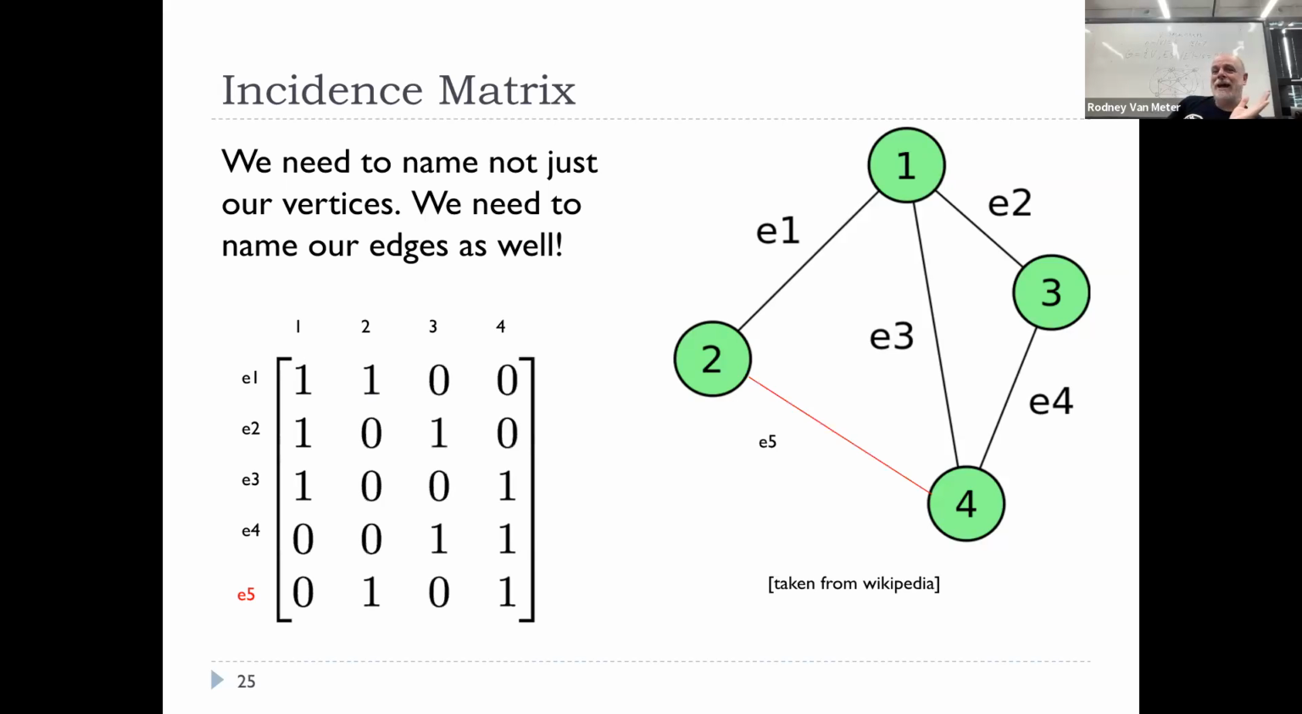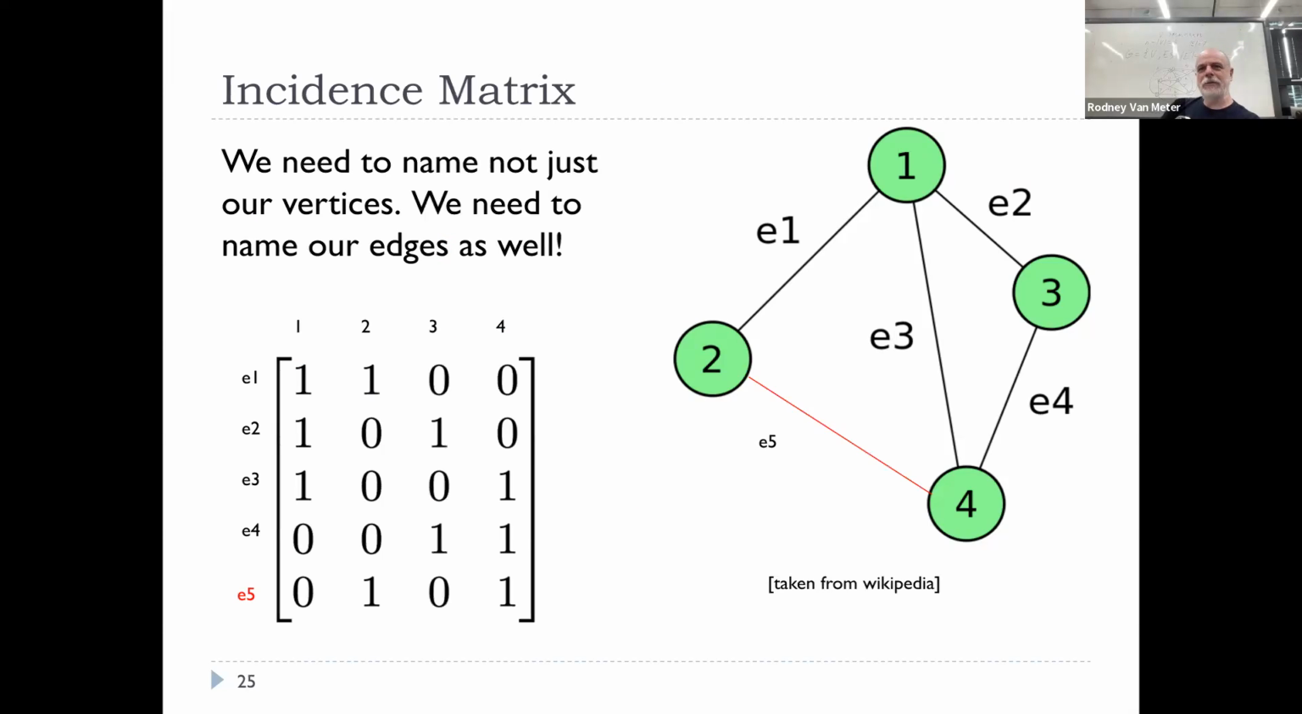So if you add an edge to this, you need to add a row to the matrix, and so this gets a little bigger. This is a different way of writing down the structure of the graph, and it has uses, but most of the time we'll actually be using the adjacency matrix.